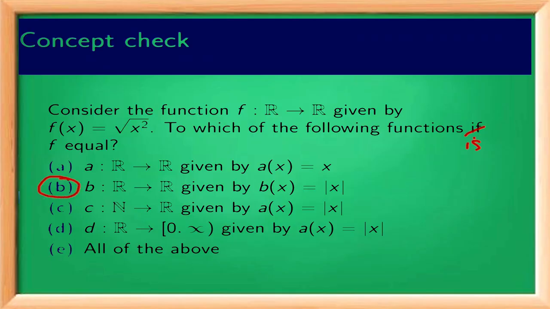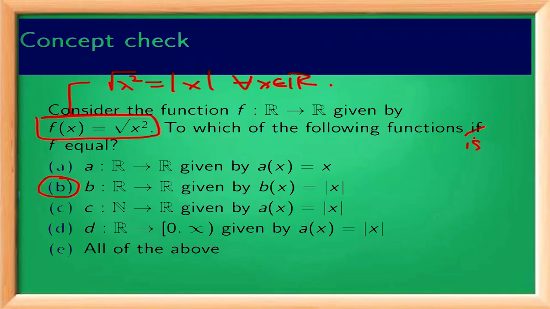All right, so let's see why B is true, but why A and C and D are not equal to f. Well, first of all, B and f are equal. The function B and the function f are equal because the domain of B and the domain of f are the same, the codomain of B and the codomain of f are the same, and we have this property that we know from algebra that the square root of x to the second is equal to the absolute value of x for all x in the real numbers. This is a basic notion of absolute value.